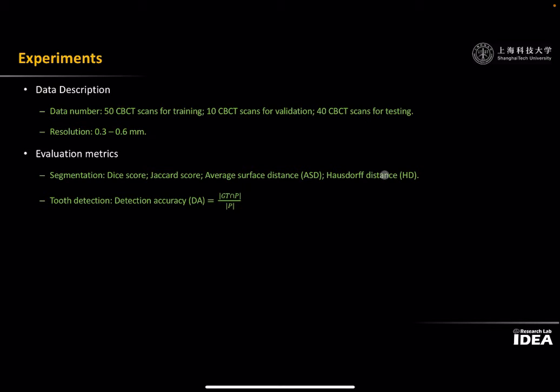To evaluate the performance of our method, we collected 100 scans from dental clinics, and 50 scans are used for training, 10 scans for validation, and the remaining 40 scans for testing. The metrics for the tooth segmentation task include dice score, average surface distance, and Hausdorff distance. In addition, we also calculate the detection accuracy, the percentage of successfully detected teeth.